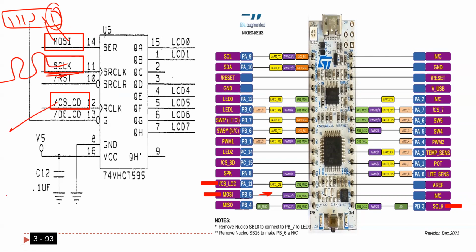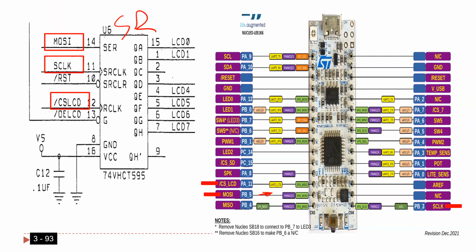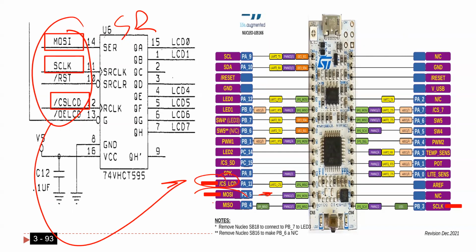Here this is for latch. As I explained last time, after you input all your data, you need to send a pulse here so that this data can appear here. So again, the conclusion is we have a shift register, connected to the microcontroller using only 3 pins. That's all I'm going to use. And then the output here is connected to the LCD.